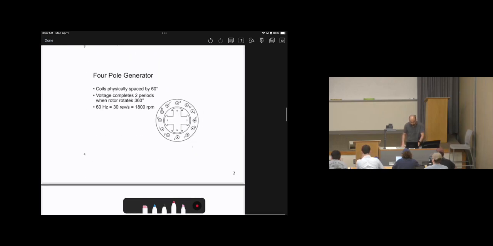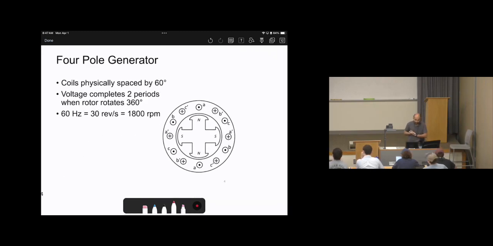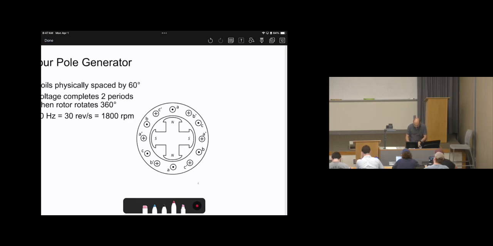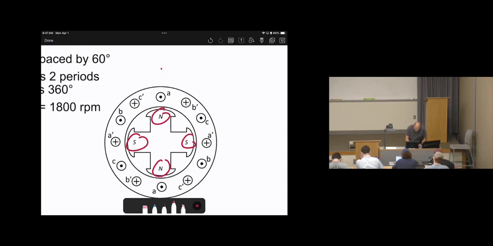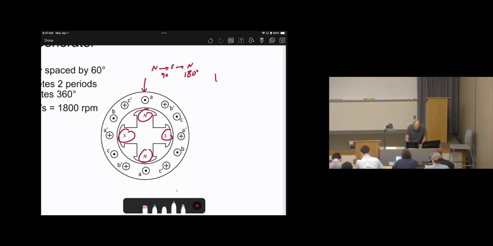So here is something we call a 4-pole machine. Basically, we have 4 poles: north, south, north, south. So you can imagine, let's make our observation point at A. We started from the north. When it goes to south, it will be 90 degrees. Goes back to north, 180 degrees. So we realize that we can complete one cycle by only traveling 180 degrees. So there is no need to travel 360.